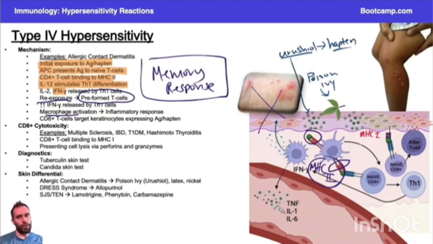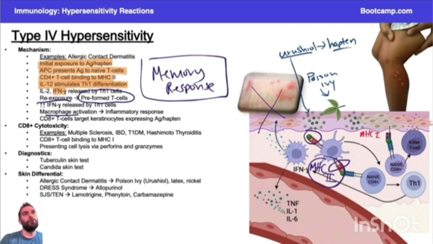Like if there was a virus, for example, a virus could infect an antigen presenting cell, causing it to then be presented on MHC1. And remember, if you present on MHC1, the cytotoxic CD8 positive T cell can then get activated and destroy it. In this situation, urushiol isn't necessarily infecting the antigen presenting cell. So pretty much the antigen presenting cells will just present on MHC2.